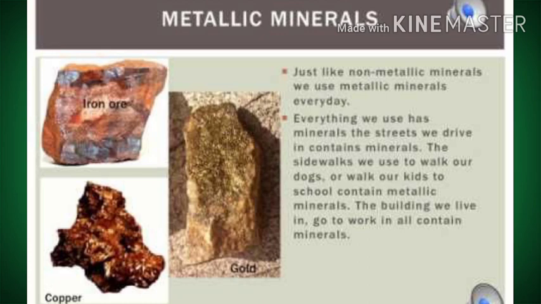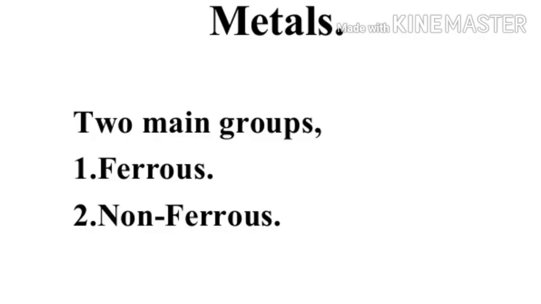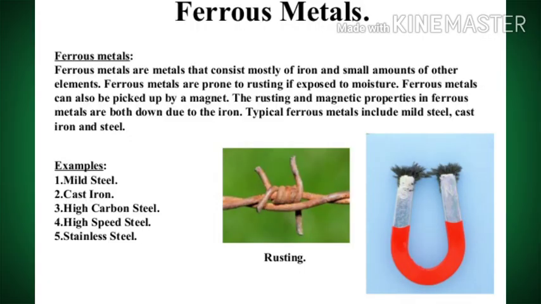These are conductors of heat and electricity. Already you have studied that metals are good conductors of heat and electricity. These may be converted into thin wire or sheet after beating, as they are ductile and malleable in nature. Metallic minerals can be categorized again into two parts. First is ferrous and second is non-ferrous. So what are ferrous minerals?